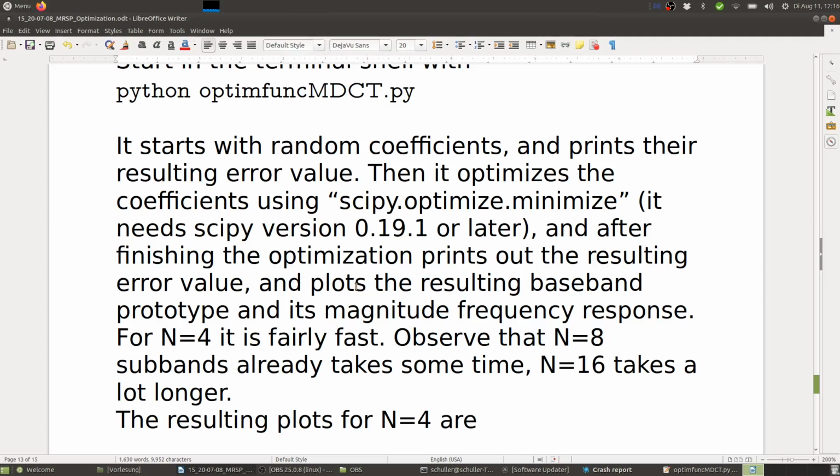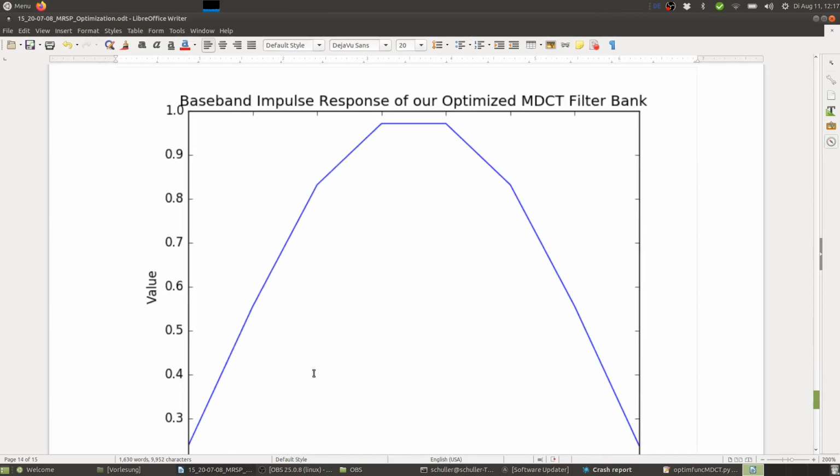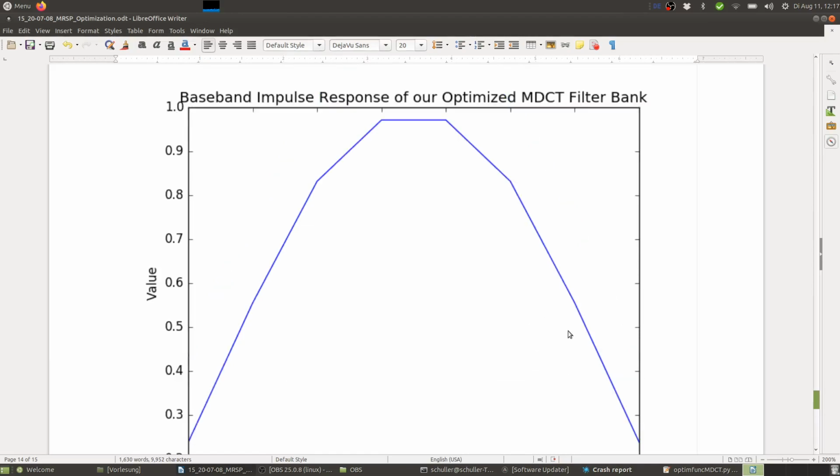So, and then plots the resulting baseband prototype and its magnitude frequency response. For n equals 4, it is fairly fast. Observe that n equals 8 subband already takes some time, as we just saw, right? And n equals 16 takes a lot longer, so I leave that up to you to try it for larger n's. So here's the resulting plot for n equals 4. So here we can see it. We have now 8 samples for the window. So this is the simpler version than the one that we just saw.